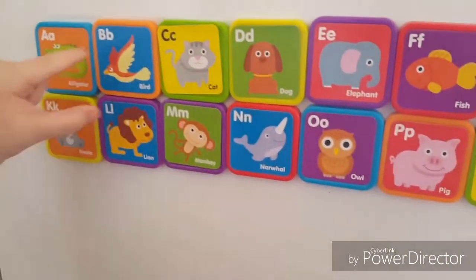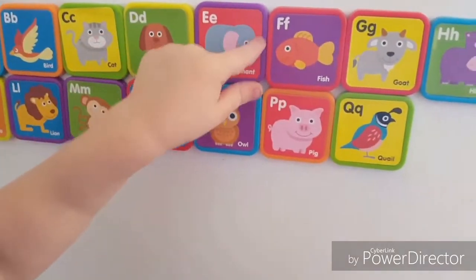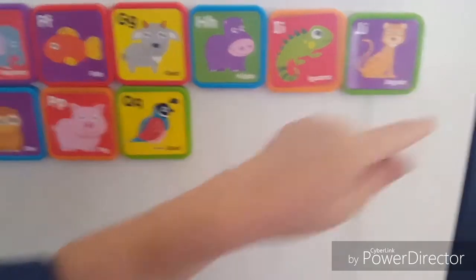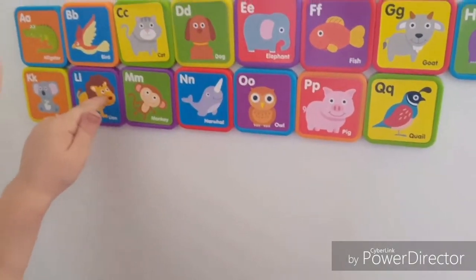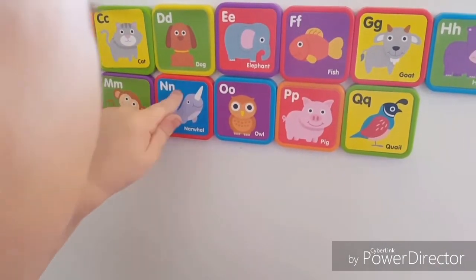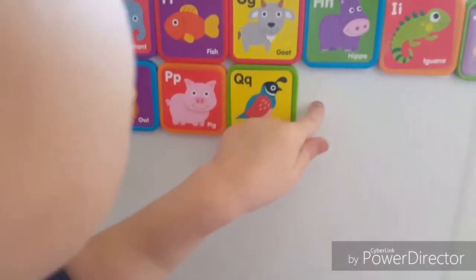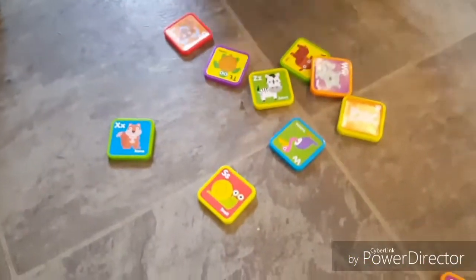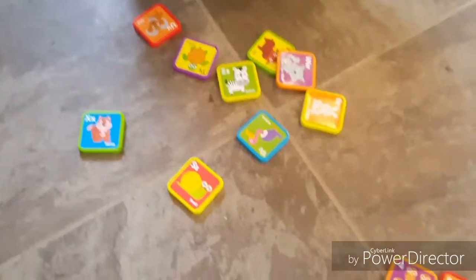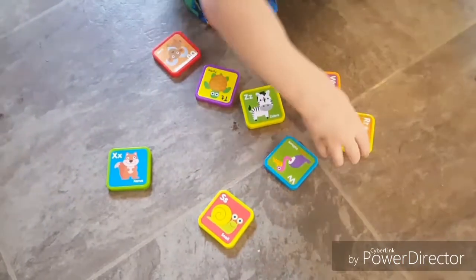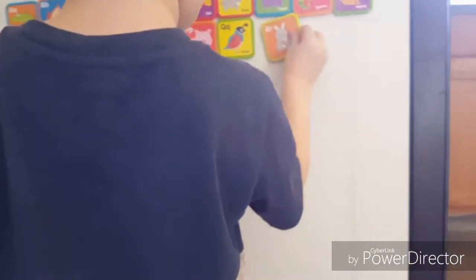Okay, let's do it. A, B, C, D, E, F, G, H, I, J, K, L, M, N, O, P, Q, R. We need the letter R. For rabbit. Where's that rascally rabbit? There he is. Let's put him up there.